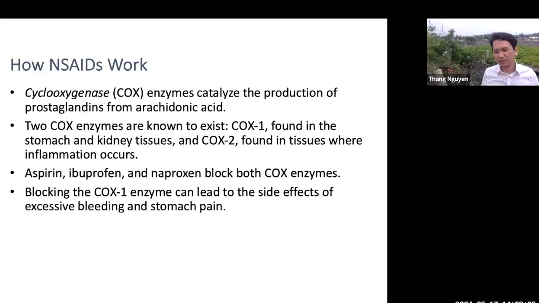Okay. But as a side effect, if you block COX-1, it can lead to excessive bleeding and stomach pain, which are prominent side effects of using NSAIDs. So that's why there's always a label for people who have bleeding issues or some stomach problems to not use NSAIDs. Or if you do, you don't use them for a long period of time because they will cause stomach problems. And also for children or for pregnant women, they're advised not to use them.